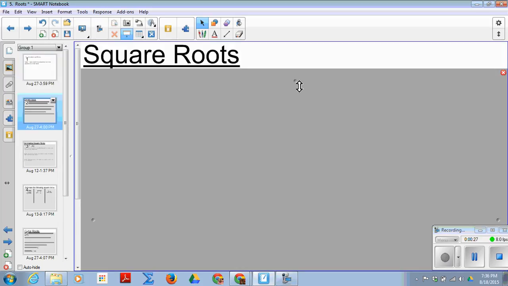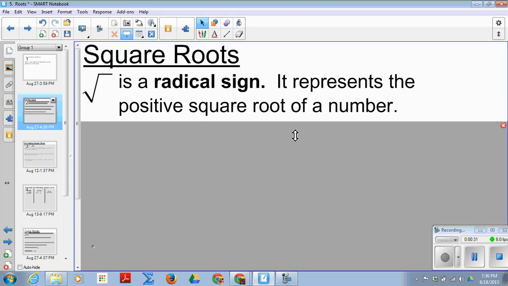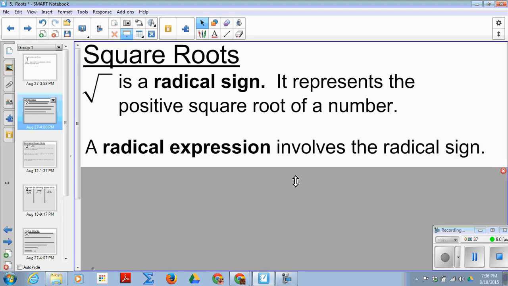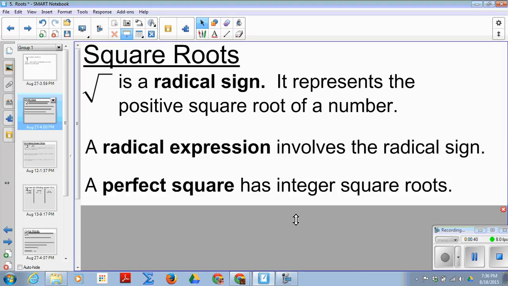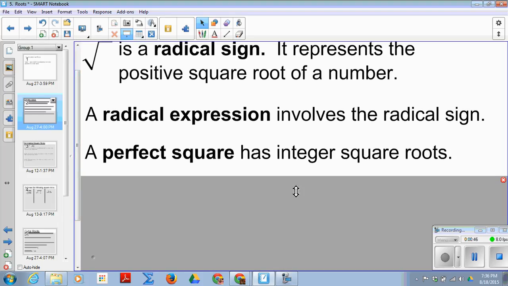We start with square roots. So right here we have a radical sign. It represents the positive square root of a number. A radical expression involves the radical sign. And a perfect square is the term we use for a number that has integer square roots.